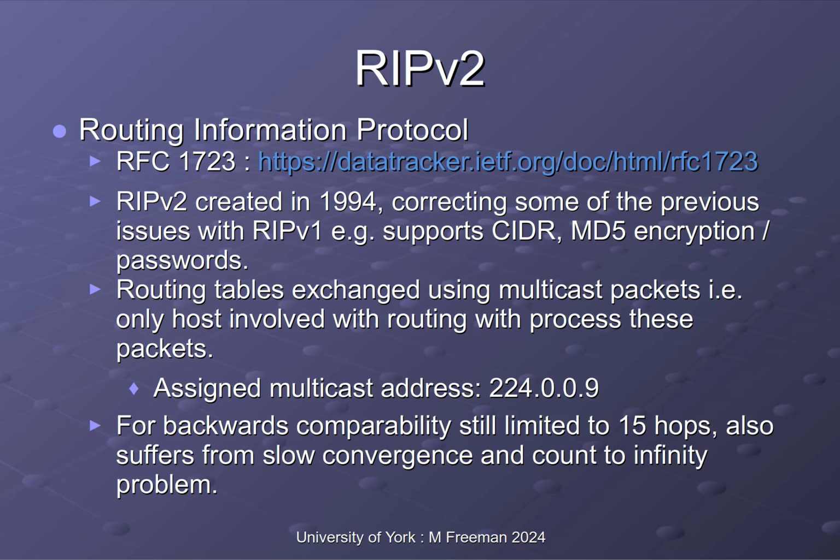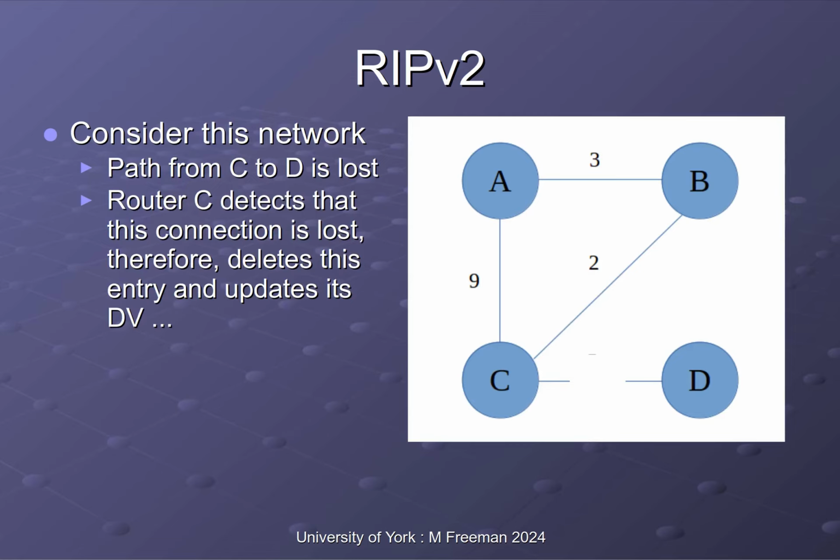So we're still limited to 15 hops, mainly to solve the counting to infinity problem that RIP2 and RIP1 suffer from. To see that in action, consider our previous diagram. Again, we've got our 4 routers, but now the link from C to D is broken. Maybe we had a digger and it's dug up our cables and cut the fiber optic cable that went from C to D, and now there's no connection to that final router.